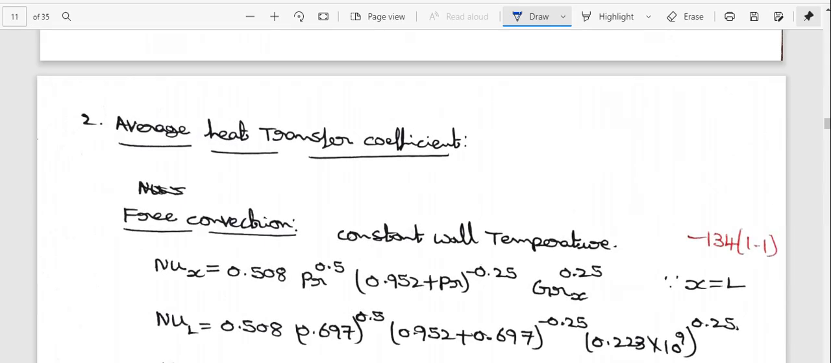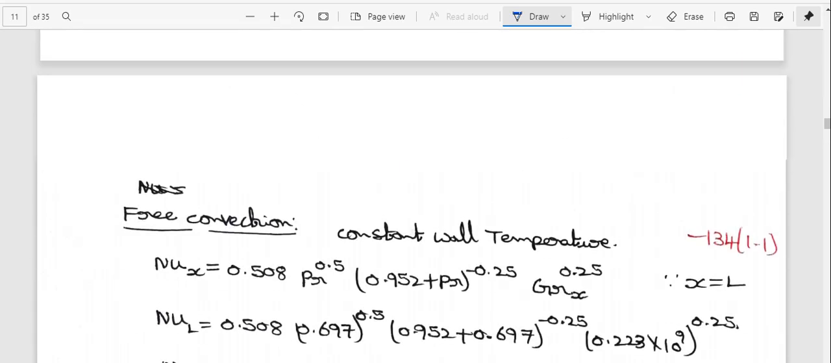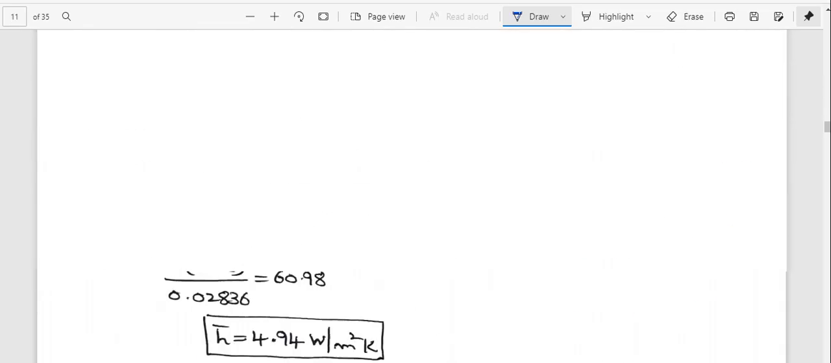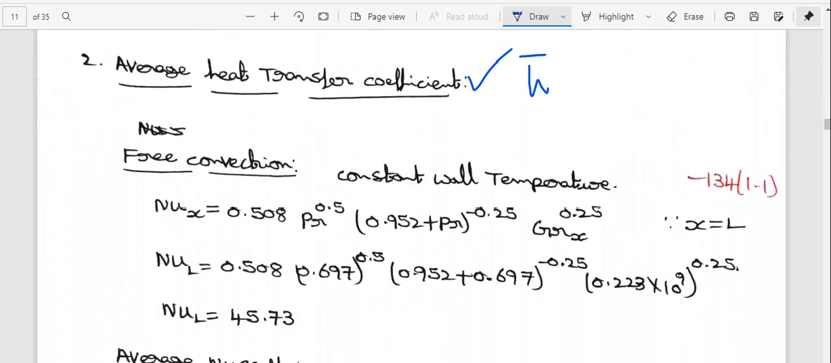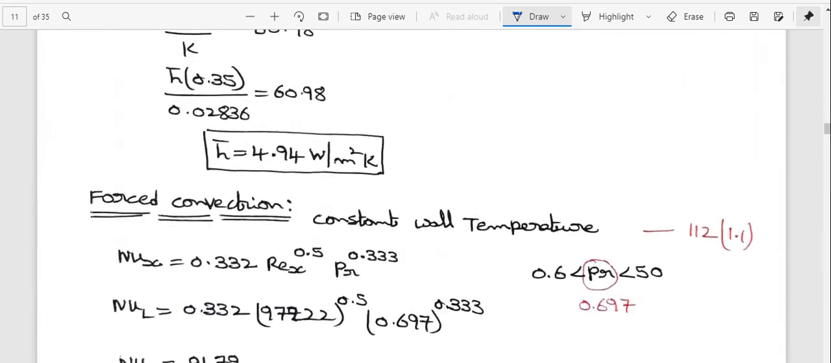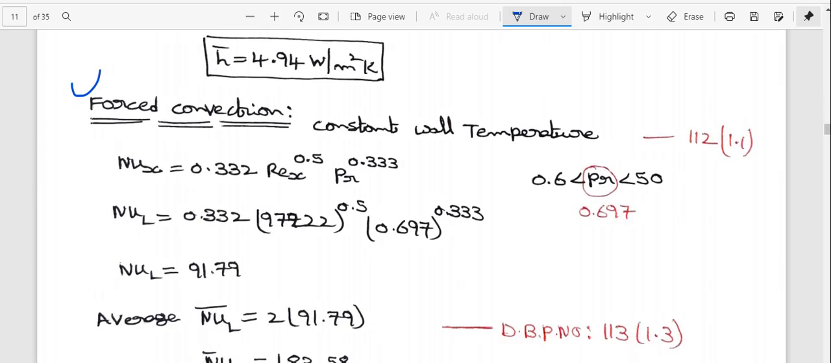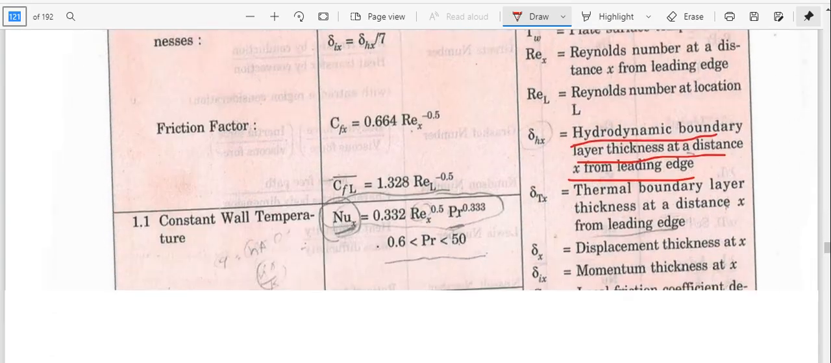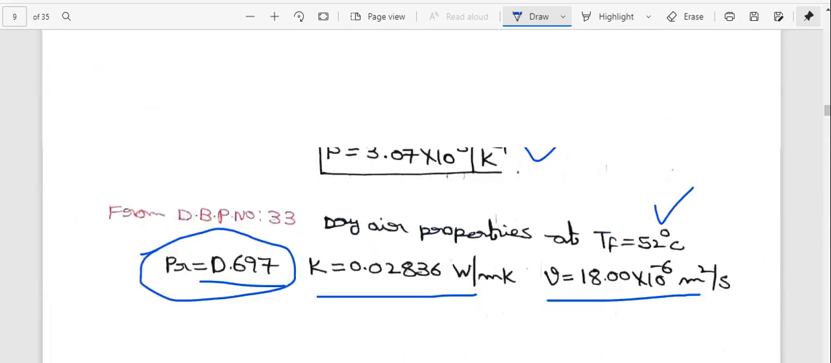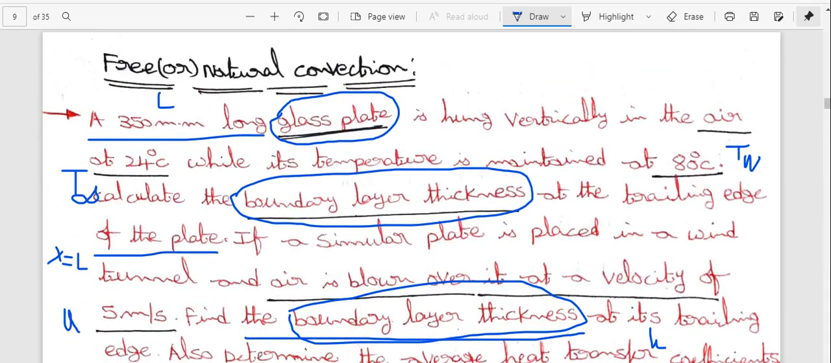Coming to the next question, the average heat transfer coefficient. We need to calculate the h value, where average means h bar value. In free convection, now I am explaining the forced convection value. What is the forced convection formula? In this problem, the wall temperature is maintained at 80 degrees centigrade.